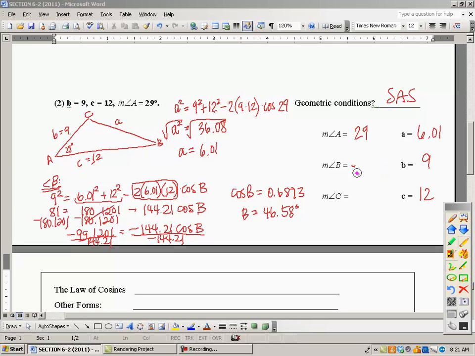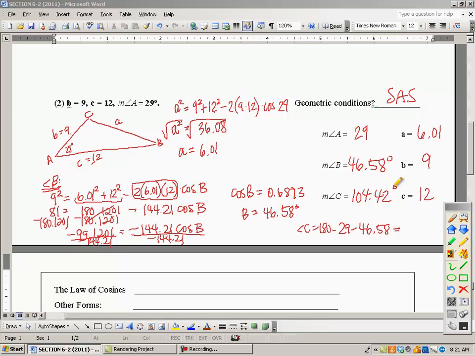You know what? Let me make sure you can actually read that. 46.58 degrees. Okay, so how do you find angle C? Well, angle C is 180 minus 29 minus 46.58, and you end up getting that angle C is 104.42 degrees. Okay, and so law of cosines ends up taking a lot longer than law of sines, but we are going to try and show you why the law of cosines is so nice. Okay, and so that's one example.